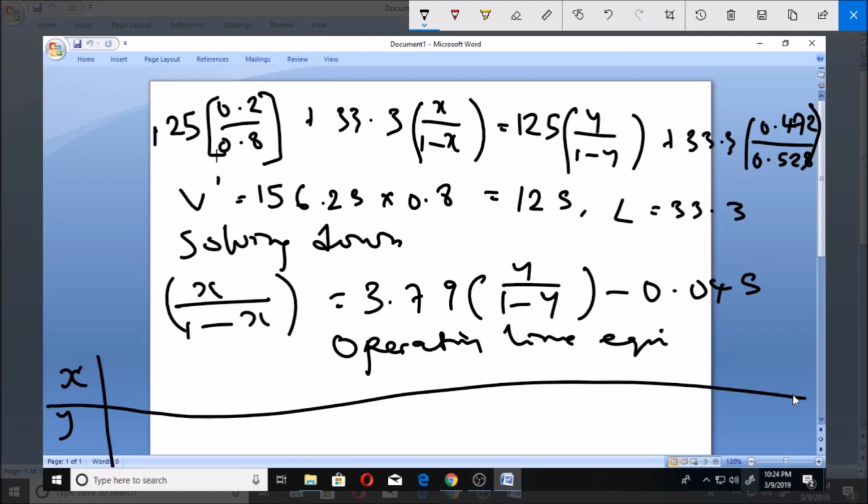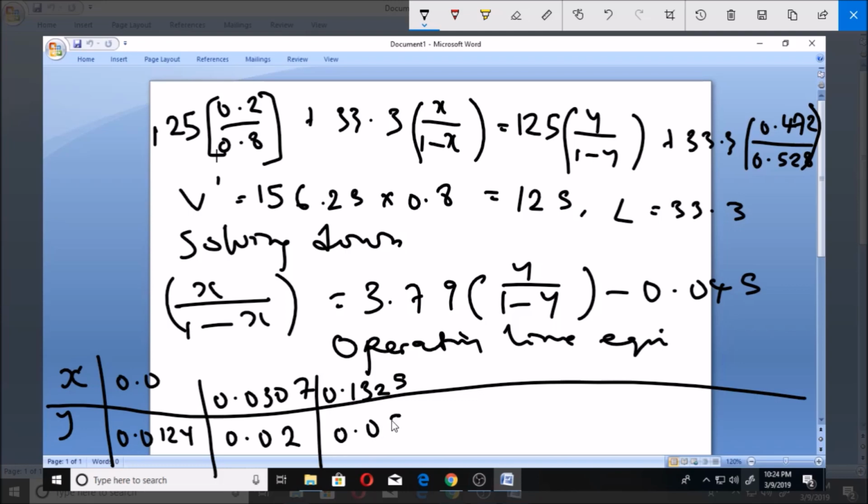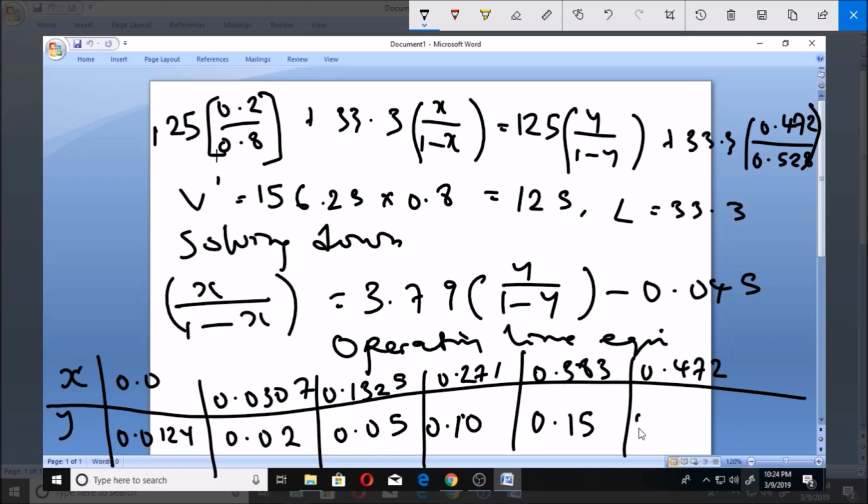So if you continue to put the values of x, you can be finding y. If you put x to be 0.0 and make y the subject, you will find y to be 0.0124. If you put x to be 0.0307, you find y to be 0.02. You put x to be 0.1325, you find y to be 0.05. You put x to be 0.271, you find y to be 0.10. If you put x to be 0.383, you find y to be 0.15. You put x to be 0.472, find y to be 0.2.